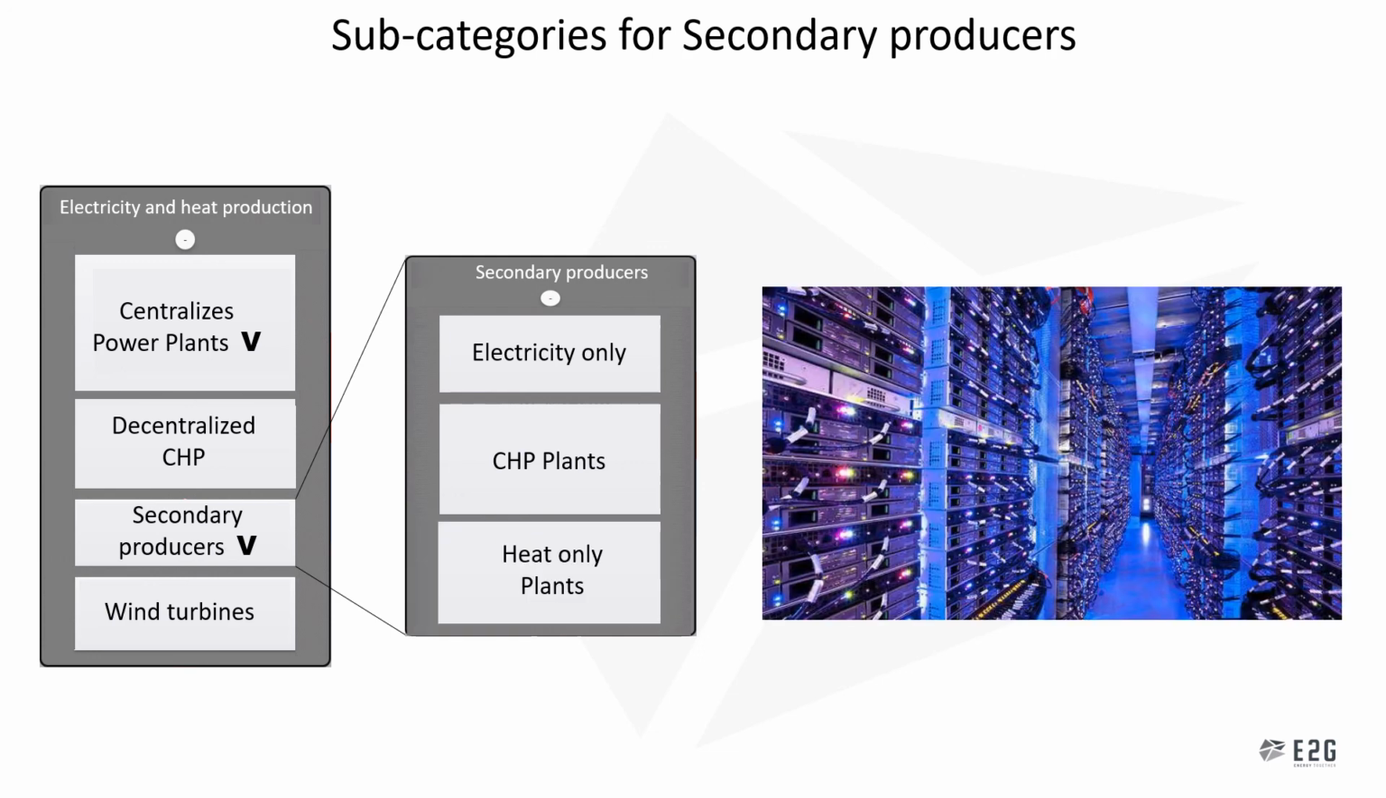Lastly, we have heat-only plants. This is, for instance, data centers, who produce a lot of heat, which can be used in the district heating infrastructure. These are the different methods in which secondary energy enters our energy system.